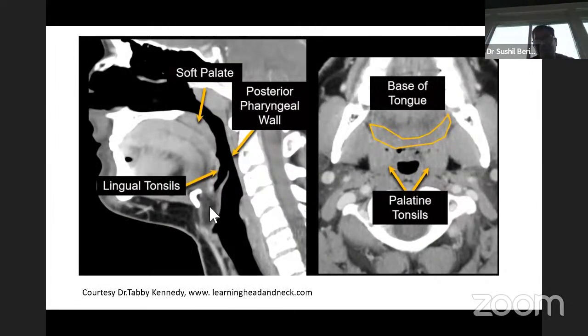One landmark I would point out is that this vertical structure is the base of tongue. So if you're looking at a sagittal view and you need to figure out where the base of tongue is, this is the oral tongue, and this vertical structure is the base of tongue. When you're looking at the lateral view, this is the base of tongue, this is the epiglottis, and this space is the vallecular space.